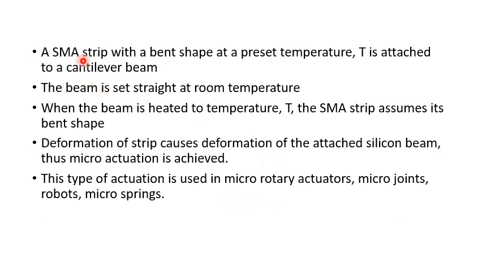So that is what is given over here. You have an SMA strip with a bend shape at a preset temperature of T, and at room temperature the beam is set straight. So when the beam is heated back to the temperature T, the SMA strip is again going to bend. The deformation of the strip is also going to cause the silicon beam to deform, thus microactuation is achieved. So this type of actuation can be used in micro rotary actuators, micro joints, robots, micro springs, etc.